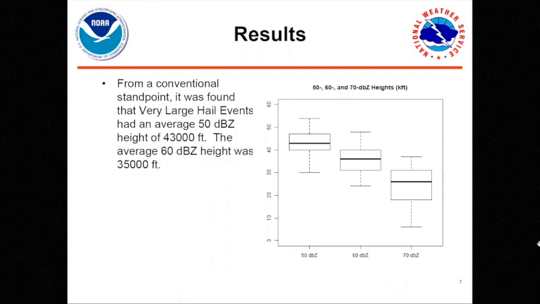I would record the heights at the 50, 60, and 70 dBz levels. And you can see I made these box plots that show the range of the maximum heights for those echoes. The average for the 50 dBz was about 43,000 feet, and for the 60 was about 35,000. The 70 had a wider range, which means it's probably not as good an indicator as the 50 and 60, since those are more narrow, but there's a clear difference between all of those, as you can see by the range of the boxes, not just the whiskers.